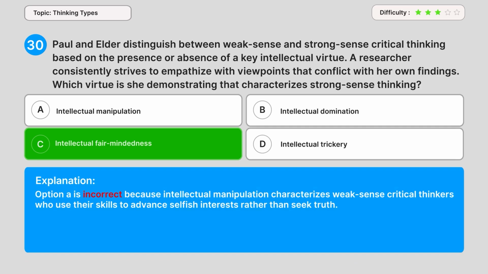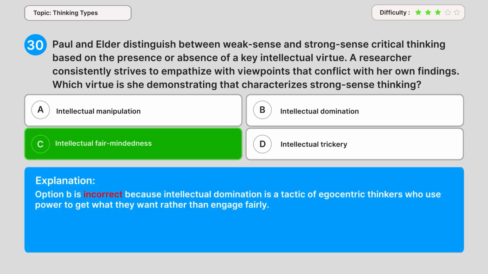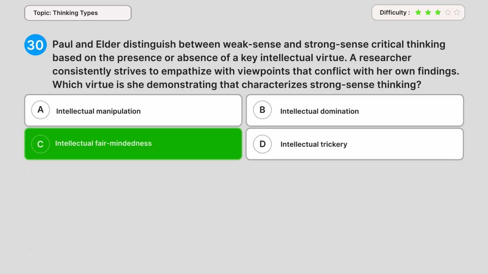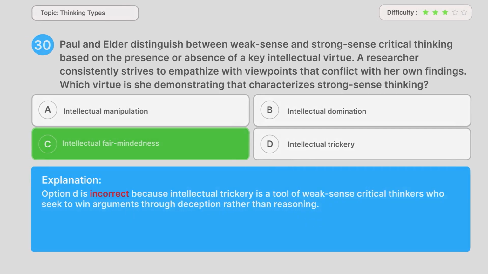Option A is incorrect because intellectual manipulation characterizes weak sense critical thinkers who use their skills to advance selfish interests rather than seek truth. Option B is incorrect because intellectual domination is a tactic of egocentric thinkers who use power to get what they want rather than engage fairly. Option D is incorrect because intellectual trickery is a tool of weak sense critical thinkers who seek to win arguments through deception rather than reasoning.